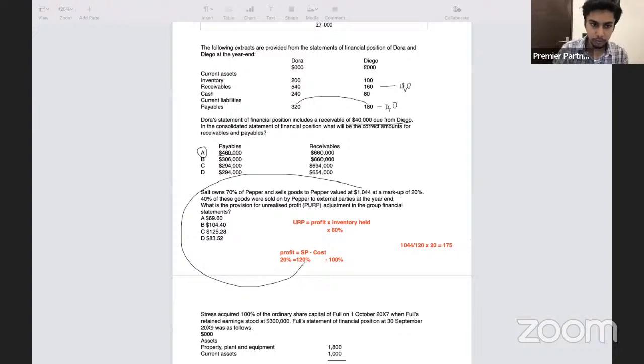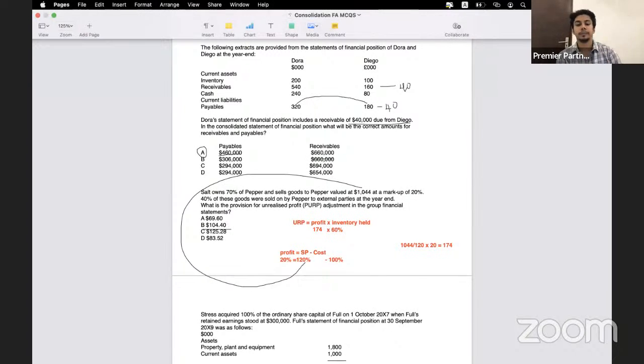Now what you do, you take 174 and put it over here, times 60%. Right, now let's check the answer and see. 174 times 60% is going to be 104.4. So 104.4 is going to be the correct answer. Check and let me know if you have any doubts on this question.